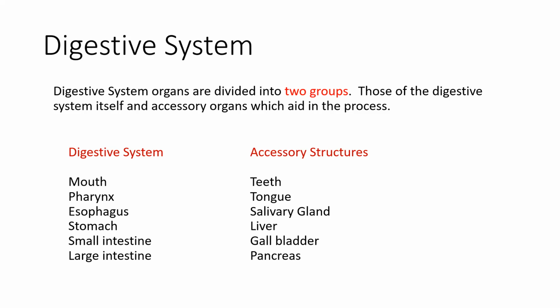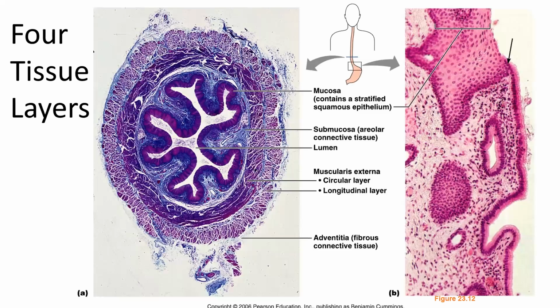We have the teeth, our tongue, our salivary glands, there are three sets of salivary glands, our liver to detoxify all the food, our gallbladder to release bile to break down fats, our pancreas to help break down proteins. So we use all these accessory structures to get things done, but we don't have food actually passing through them. Now, our digestive tract has pretty much the same arrangement throughout.